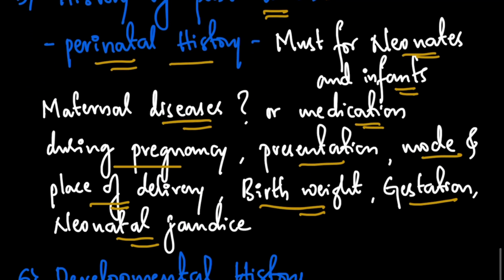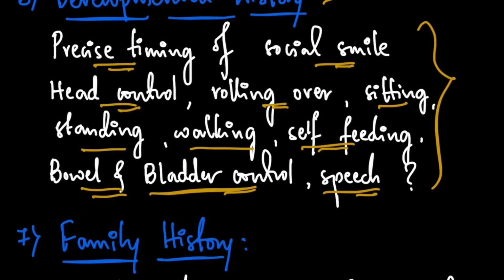After the history of past illness, we'll go with the developmental history, and during this developmental history we have to ask for the precise timing of the social smile. These are all the milestones: head control, rolling over, sitting, standing, walking, whether the child is able to self-feed, and what about the bowel and bladder control of the child, and the speech of the child. So all these things are included in the developmental history to assess the particular child.